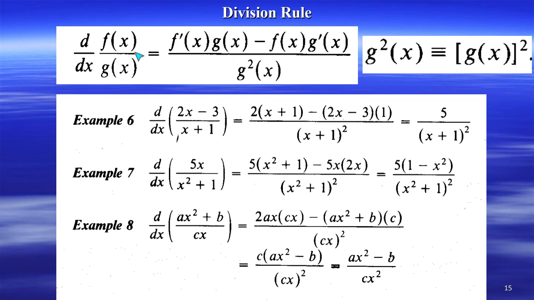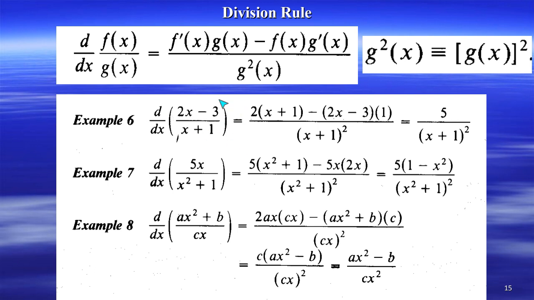When we have a quotient f of x over g of x, a rational function for instance, its derivative with respect to x will be f prime of x times g of x minus f of x times g prime of x over g square of x. G square of x is g of x squared, of course. It's not a composition of the functions, it's g of x times g of x. It's the square of the denominator. Let's see some examples.